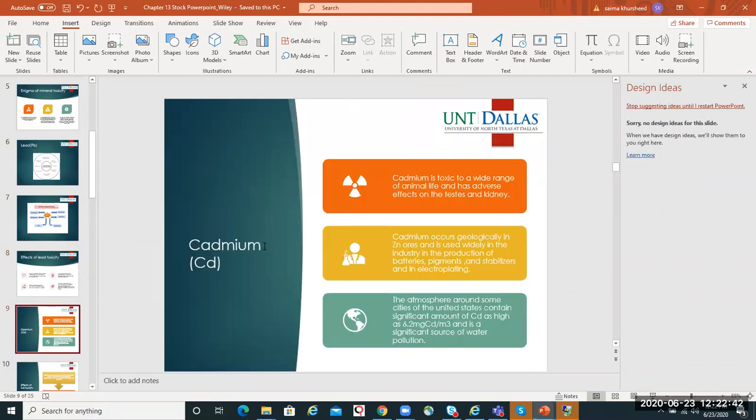So moving to cadmium, which is next to lead, cadmium is toxic to a wide range of animal life and has adverse effects on the testes and kidney. Cadmium metabolism has been reviewed by the National Research Council. It occurs geologically in zinc ores and is used widely in industry in the production of batteries, pigments, stabilizers, and in electroplating. The atmosphere in some states of the United States contains a significant amount of cadmium, as high as 6.2 milligrams per cubic meter, and cadmium is a significant source of water pollution. Food contamination with cadmium is also variable among food resources.